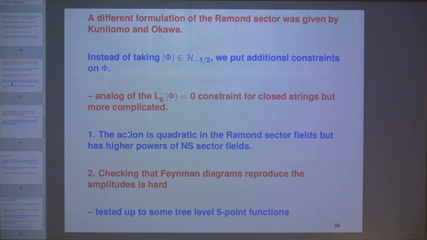So they constructed an action which is quadratic in the Ramond sector fields, but has higher powers of NS sector fields. In this action, checking that Feynman diagrams reproduce the amplitude is hard. This has been tested up to some tree-level 5-point functions. But as I said, they have proved gauge invariance to all orders at tree level. The very fact that it's gauge invariant and that it has the correct cubic vertex is a strong indication that this will reproduce the string amplitudes correctly for all tree-level amplitudes.